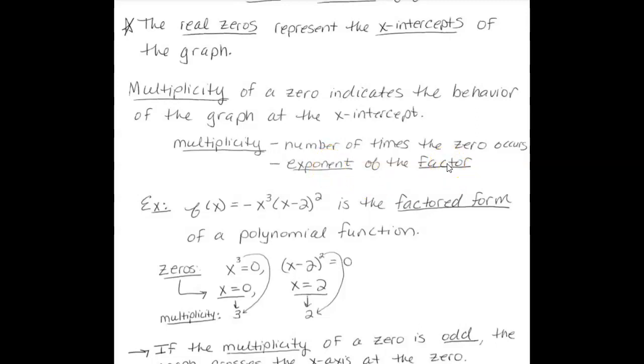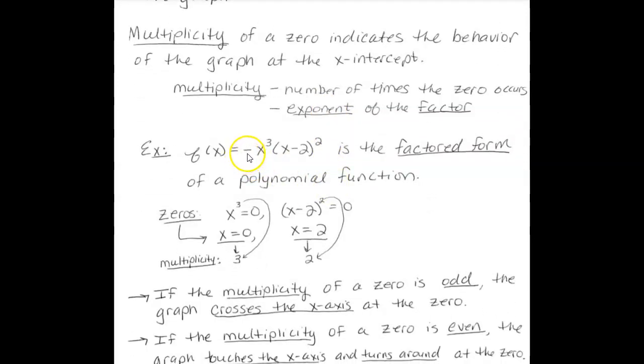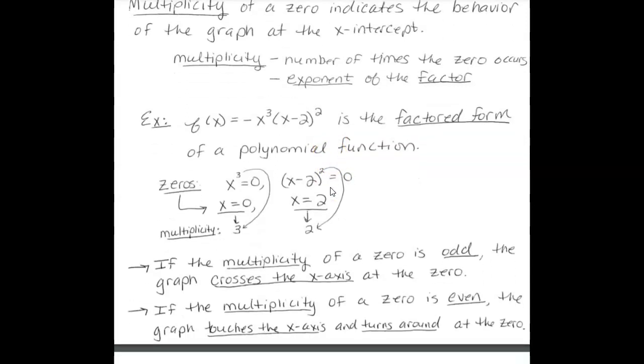So if we have our function in factored form, each factor leads to a 0. The exponent on the factor indicates the multiplicity. So in this example, f of x equals negative x cubed times x minus 2 squared. That's the factored form of a polynomial.